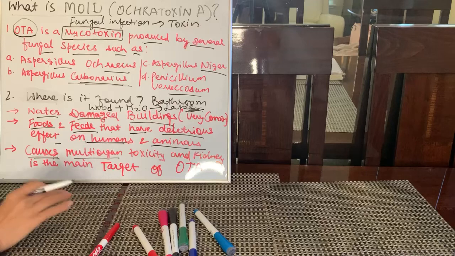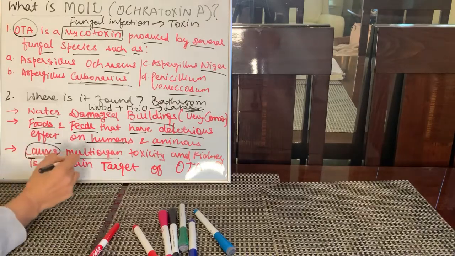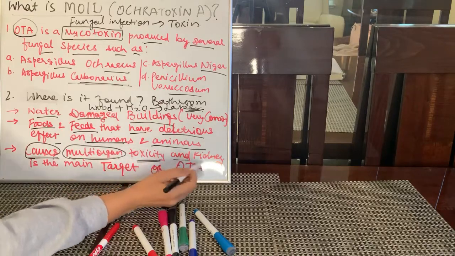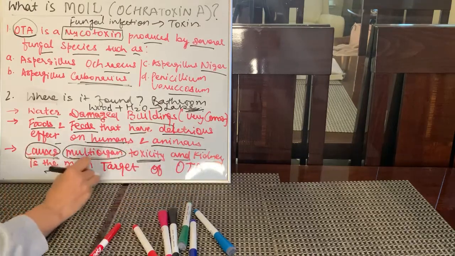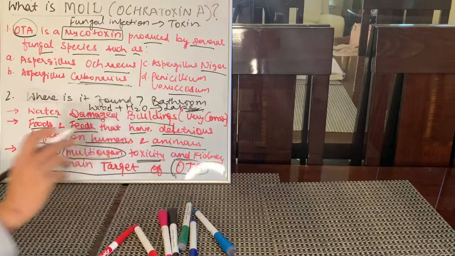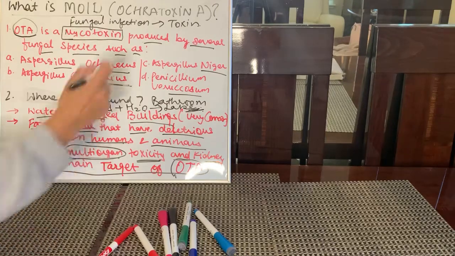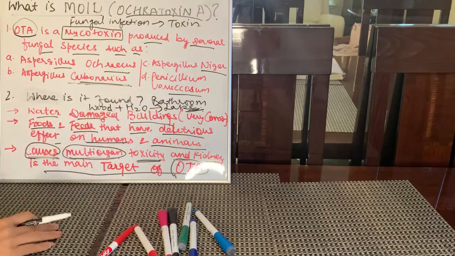Then what does it do, guys? It actually causes a multi-organ toxicity in the body, and kidney is the main target of OTA. So kidney is the main target of OTA, and also liver. It jeopardizes your liver and your kidney once you contract mold infection, especially the Ochratoxin A.